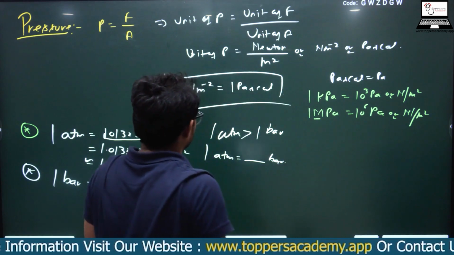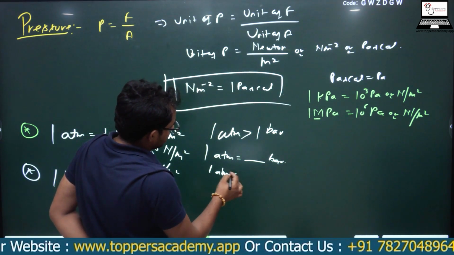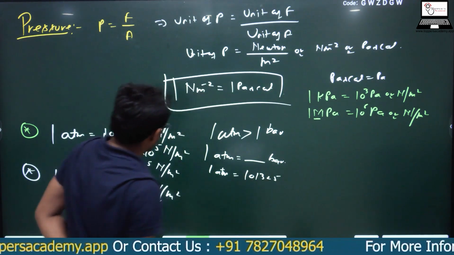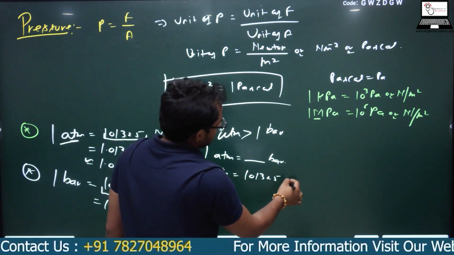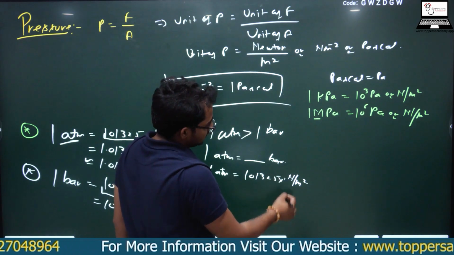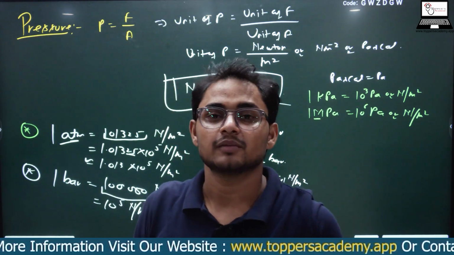Listen, my dear students. In place of one ATM, I can write 101325 Newton per meter square. I can multiply it by 1 now, because I can multiply anything by 1, because there will be no effect after multiplication by 1.